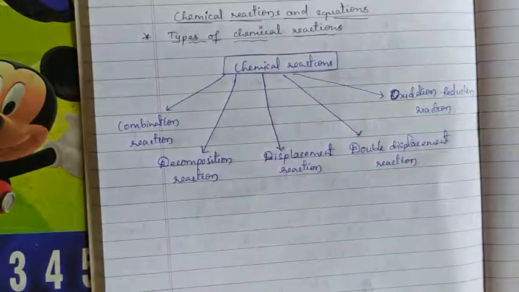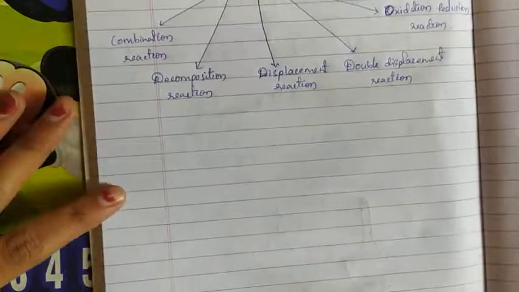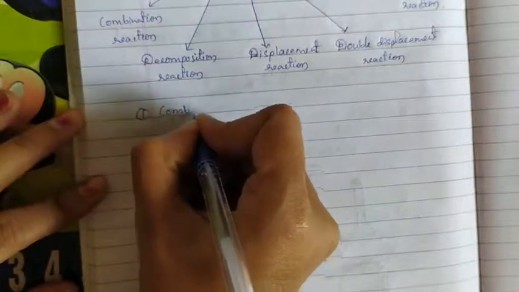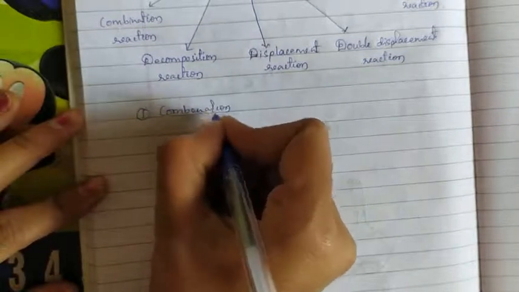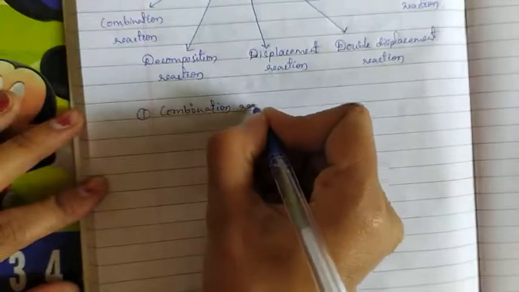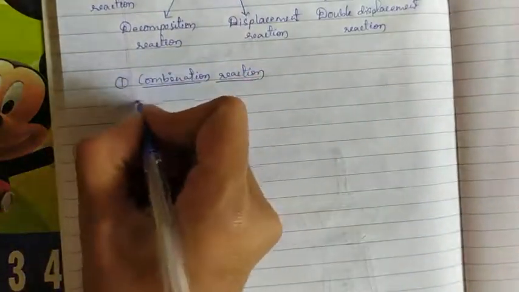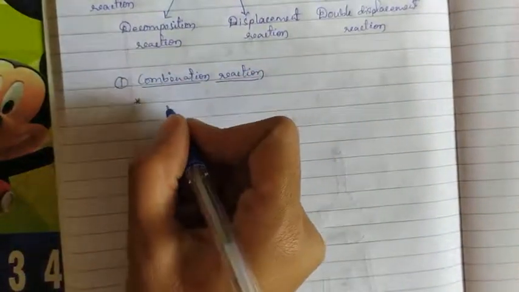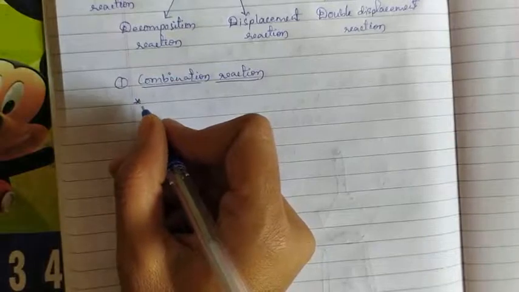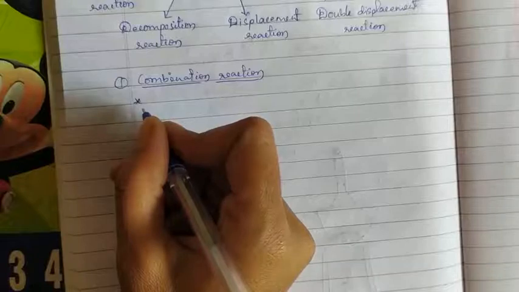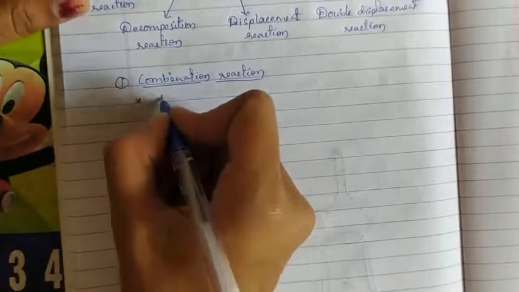Okay children, we will learn one by one. First we will learn combination reaction. The reaction in which a single product is formed from two or more reactants is known as combination reaction.